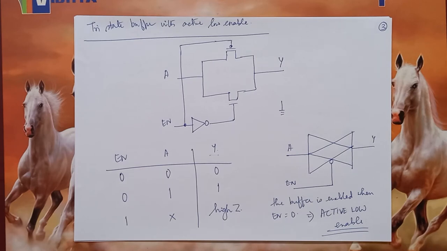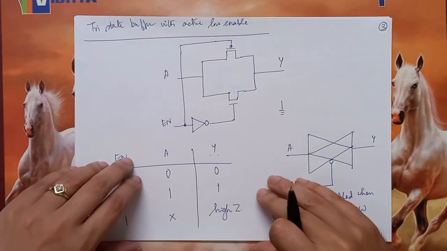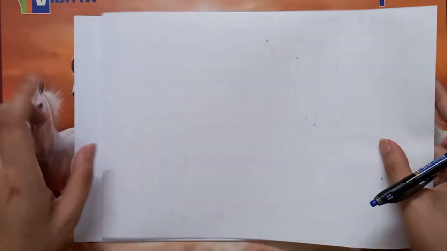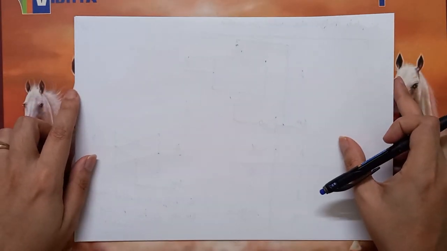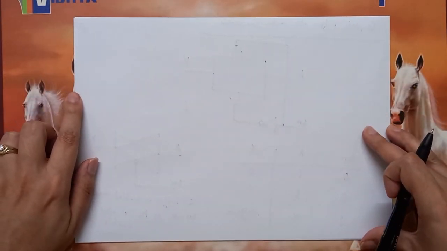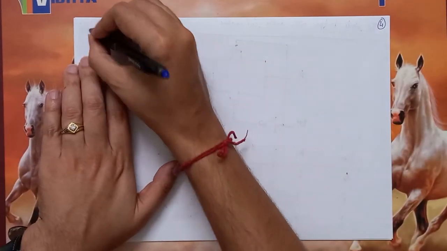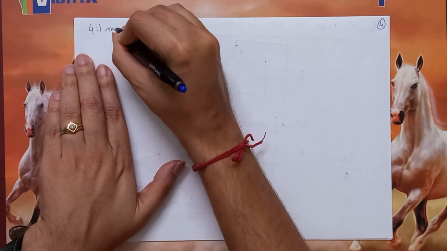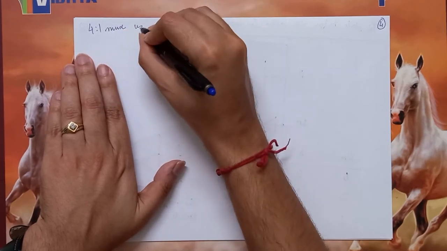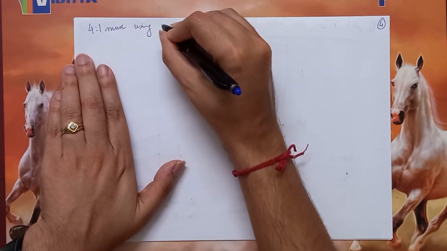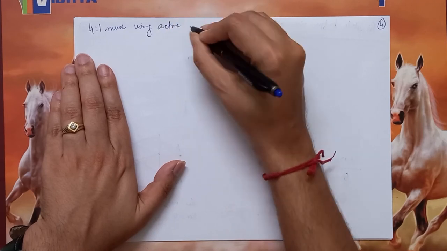So that's that. Now the question is, after discussing so much about these buffers, how does it correlate with our discussion on the multiplexer? Let's go back to the 4:1 mux using, let us say, for simplicity, an active high enable.